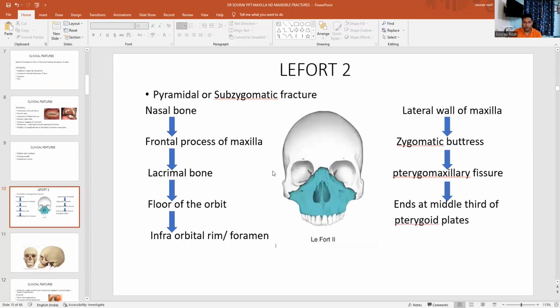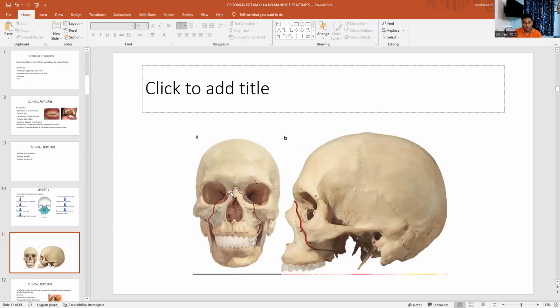Now coming to the Lefort 2 fractures. Lefort 2 is also known as pyramidal or subzygomatic fracture. It travels from the nasal bone, frontal bone, lacrimal bone, floor of the orbit, infraorbital rim, and it crosses the lateral wall of the maxillary sinus, the zygomatic buttress, pterygomaxillary fissure, and ends at the middle third of the pterygoid plates. You can see from this picture how the Lefort 2 fracture travels, and finally it meets at the pterygoid plates bilaterally.